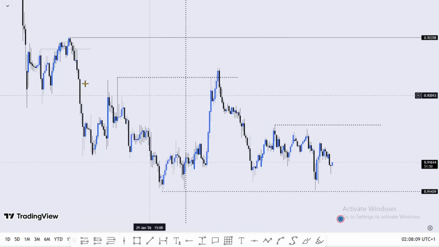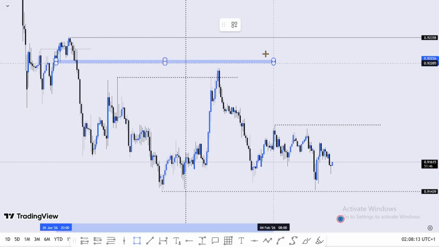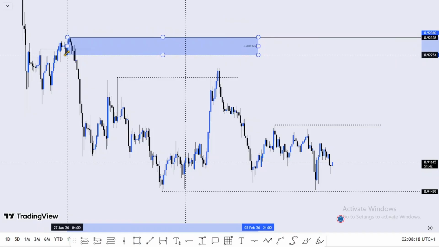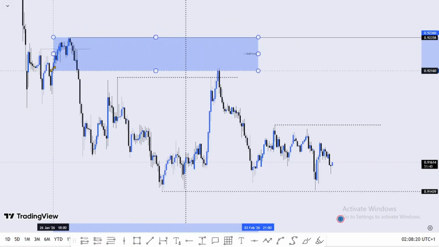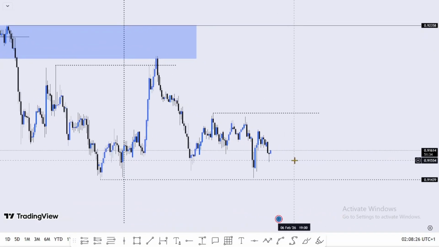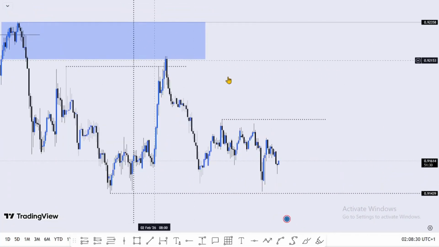So when I saw this, the next thing I'm looking to do is to buy from this demand zone. I obviously didn't really take this trade because I was hoping to take it at this point. But as you can see, if you're following the logic, you see it trades to this place and continues to the downside. So this is how we came up with this trade idea.